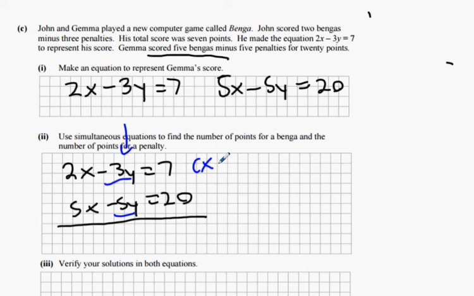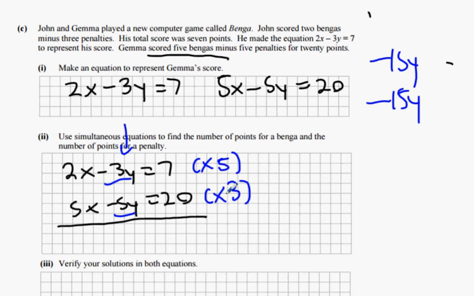Multiply by 5, right? Oh yeah, sorry, by 5. And the bottom one by 3. Now there's a problem here. You'll get minus 15y and you'll get another minus 15y. Will they cancel each other?